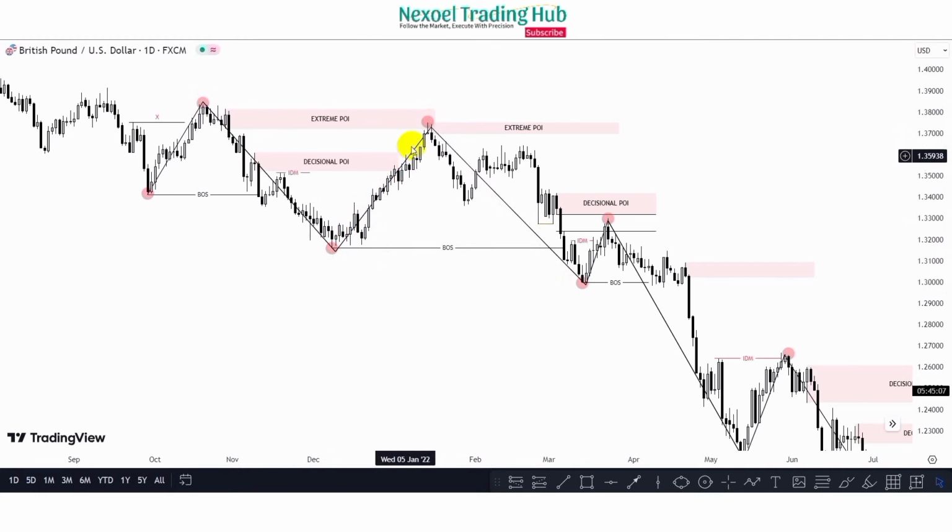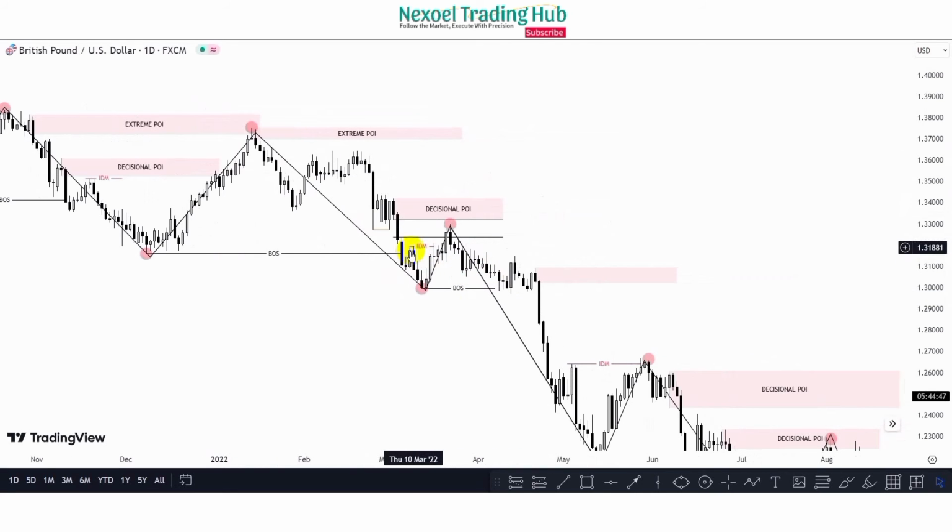Now price gave the pullback, took out any form of liquidity resting here. Now you see price dropped to the downside, and then we have a breaking structure. You can see we have our inducements here. We have our decisional point of interest here. Price returned, filled up the fair value gap, did not really mitigate the order block resting here.